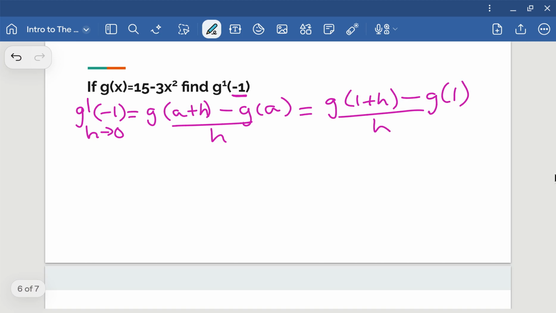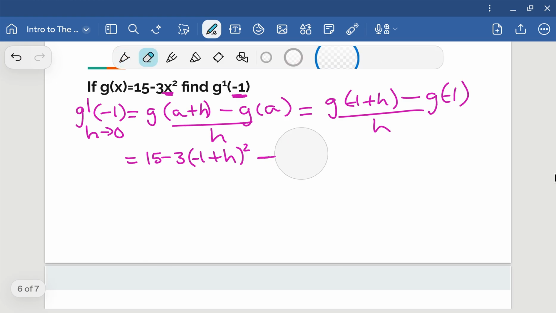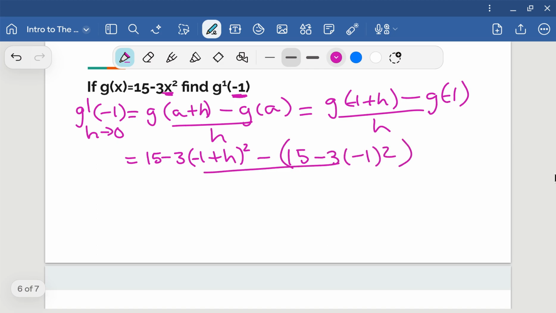So from here, we're going to plug into our formula. So g of -1 plus h is going to be 15 minus 3 times -1 plus h squared, minus then g of, oh, this should be negative 1. I'm not writing in a negative. Negative 1 going in for that a value, g of negative 1. And now I don't want to write the g, I want to actually plug it in. So here we'd have, I just did the same thing, I'm plugging it in, minus 15 minus 3 times negative 1 squared. So that was the other part, and then this is all over h.